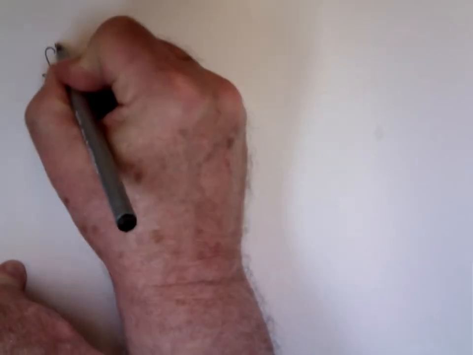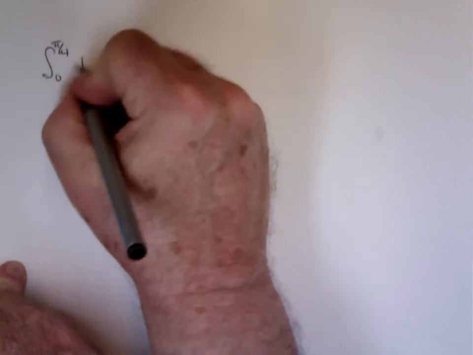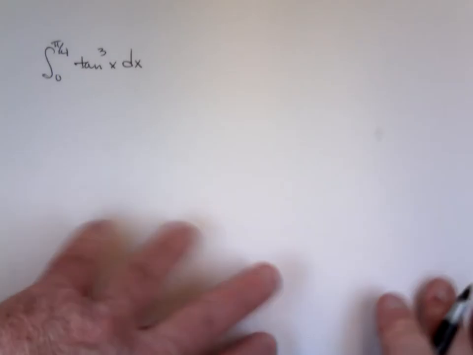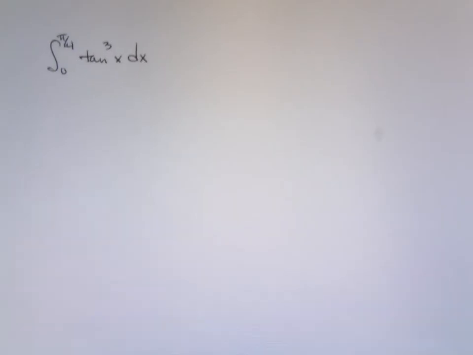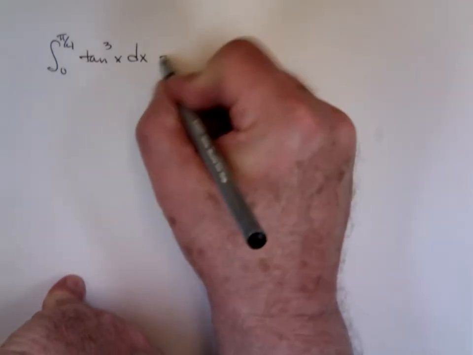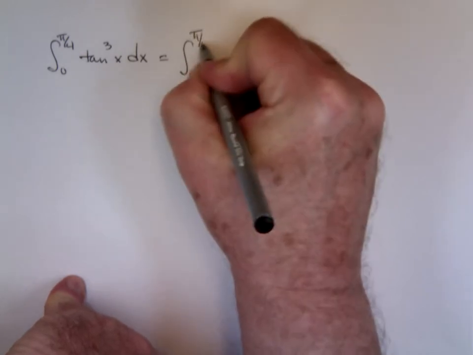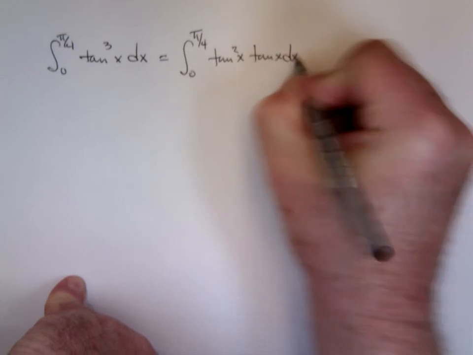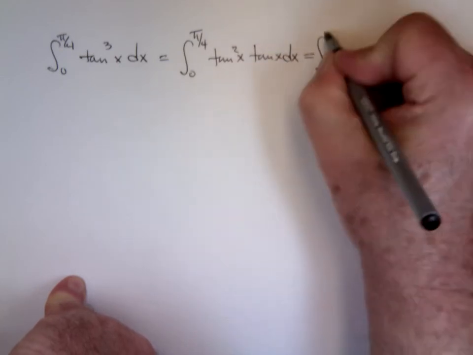Number 6. The integral from 0 to pi over 4 of tan cubed. All right, here's the thing. You have to know the derivative of tangent is secant squared. Given that, that really tells you what you have to do. You split off a tangent, be left with tangent squared, which you then can convert to secant squared minus 1.